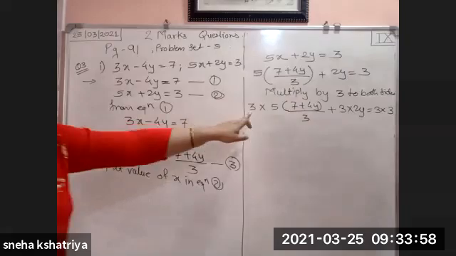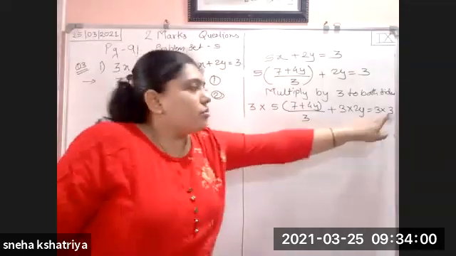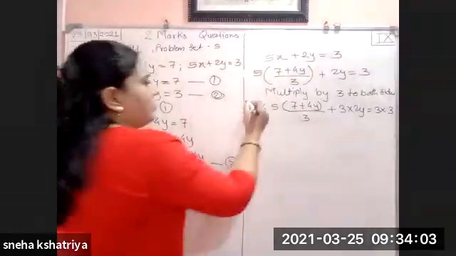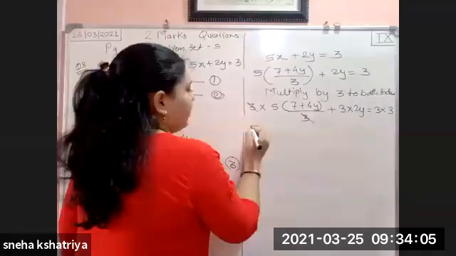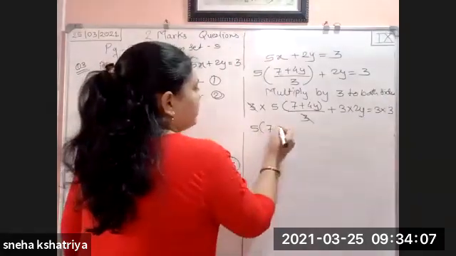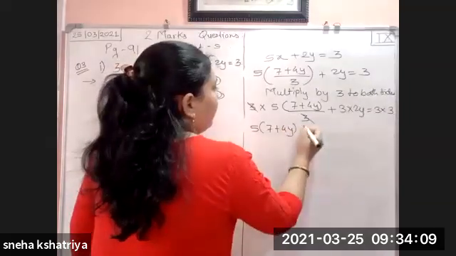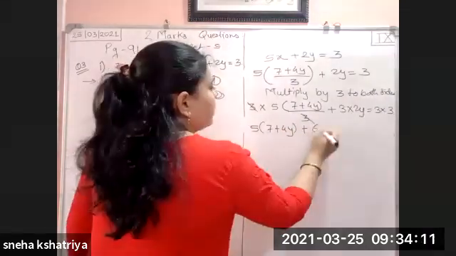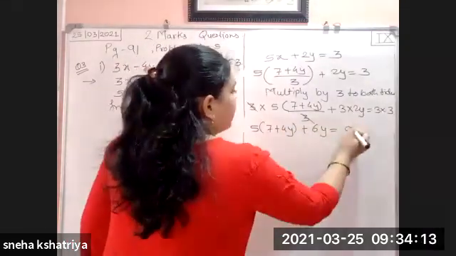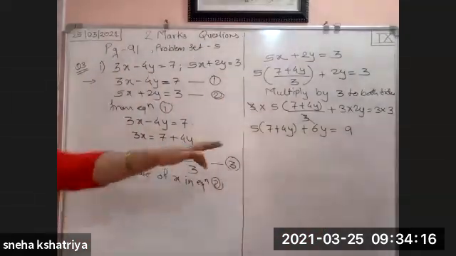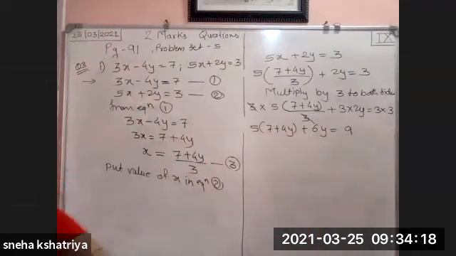Multiply 3 to both the sides. So 3 here also multiply, here also and here also. Okay. Now this 3 will get cancelled. What will remain? 5 in the bracket 7 plus 4y plus 3 2s are 6y, which is equal to 3 3s are 9. Now this becomes a simple equation. Now this equation we can solve.